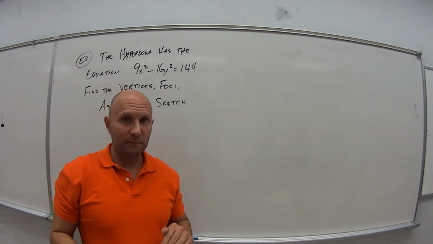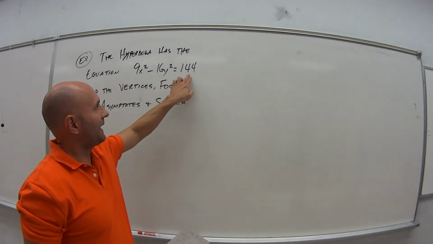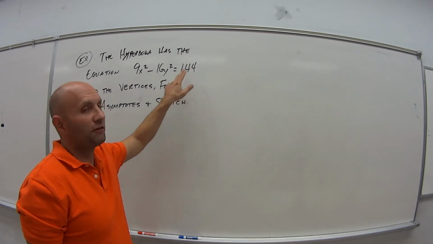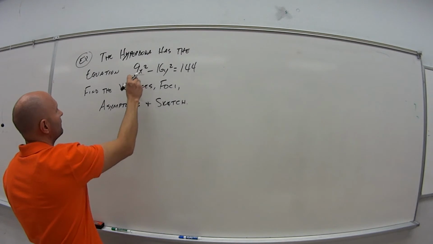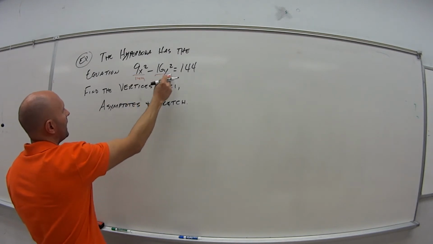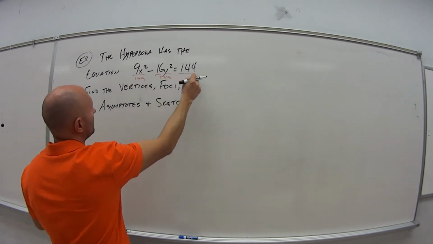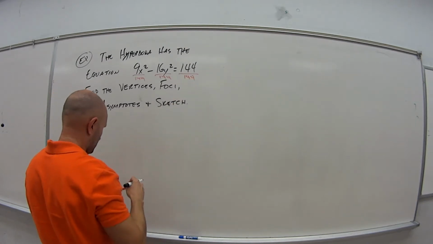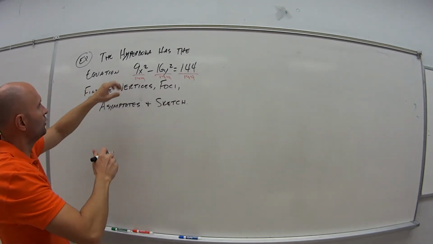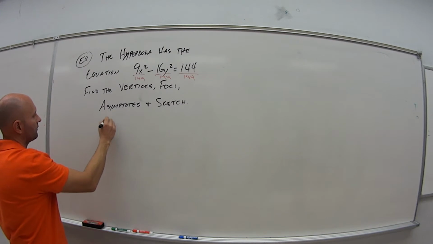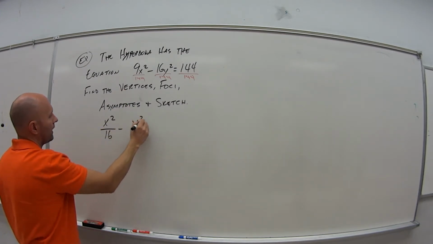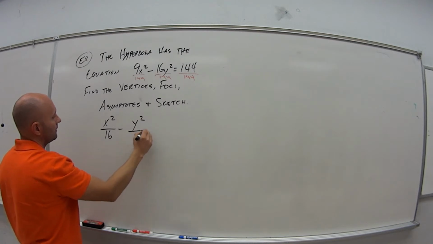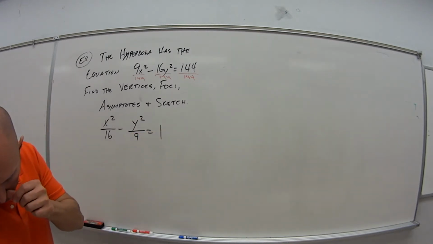So, as with the ellipses, with the example we looked at, we cannot have a 144 here. This has to be 1. So what are we going to do? Well, we're going to divide everything by 144. When we get that, the new equation we get is x squared over 16 minus y squared over 9 equals 1.